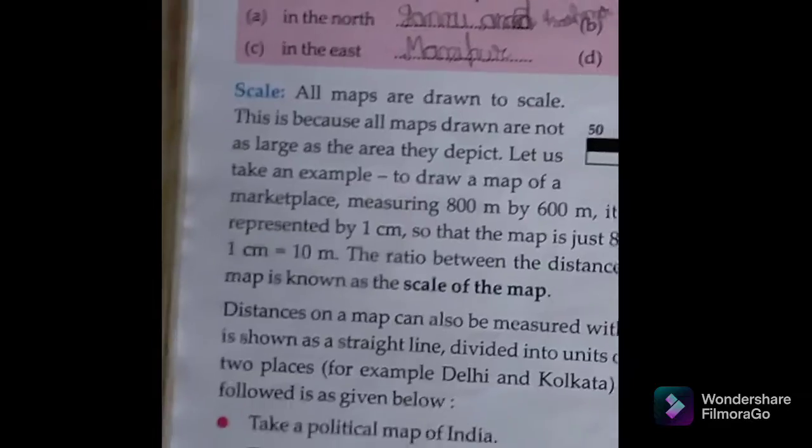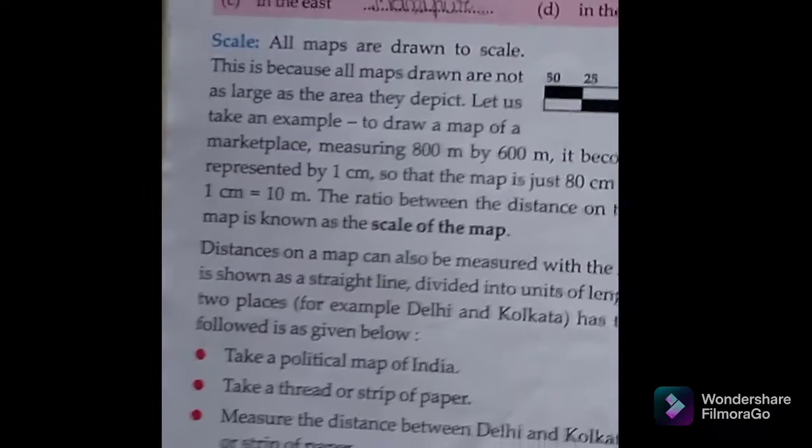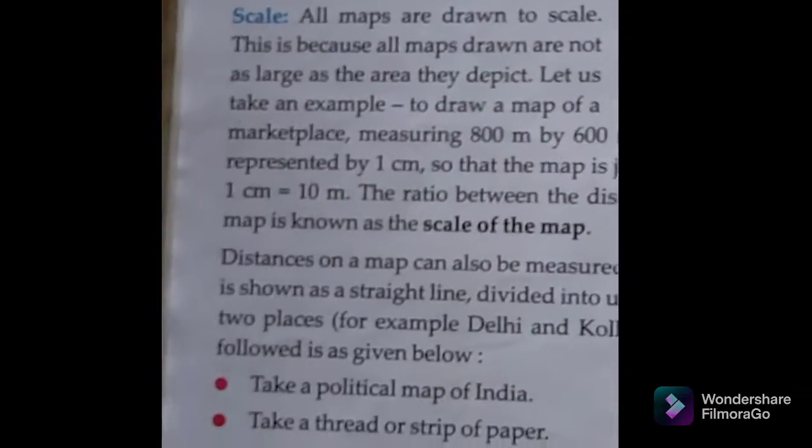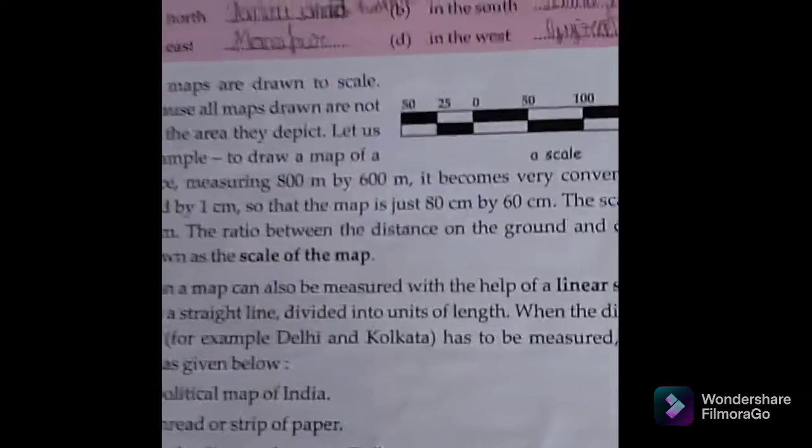Now, scale. All maps are drawn to scale. This is because all maps drawn are not as large as the area they depict. Let us take an example. So all maps are made with a scale. Because, for example, we are making an India map, we cannot make it as big as India. That is why they are made to scale. For example, here is an example.